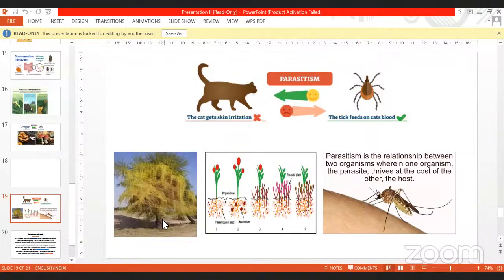For example, you have one kind of weed growing on trees. This weed sucks up all the juice of the leaves and the bark of the larger trees, and they thrive by killing the main tree. Then you have certain weeds that grow. These weeds also, ultimately, thrive by killing the main plant. In the case of mosquitoes, they infect diseases into the body by carrying parasites and bacteria to the host.